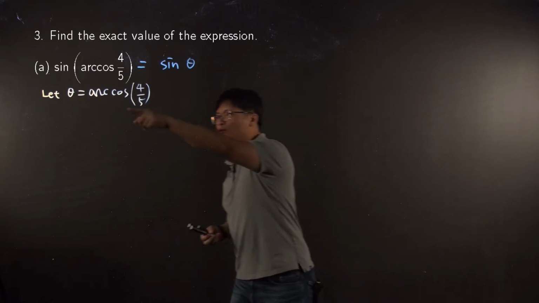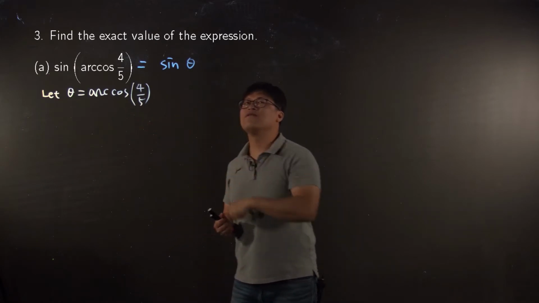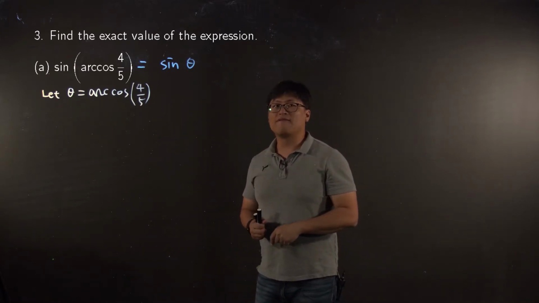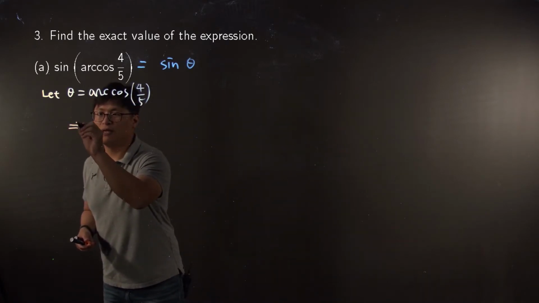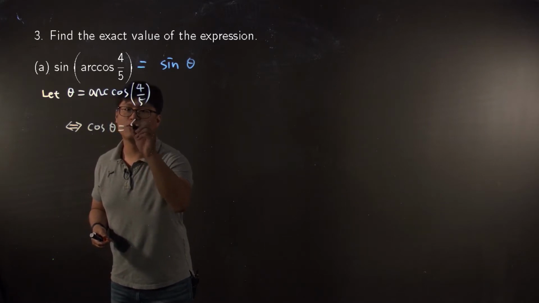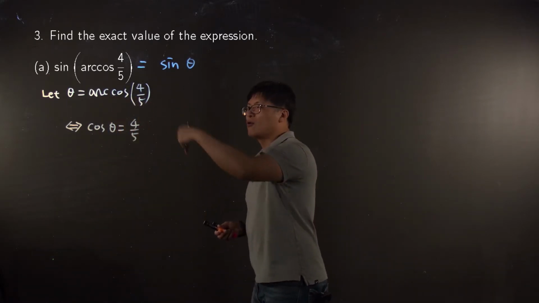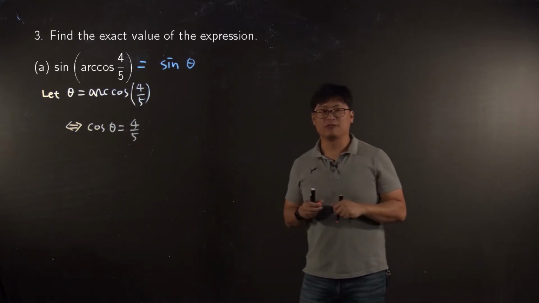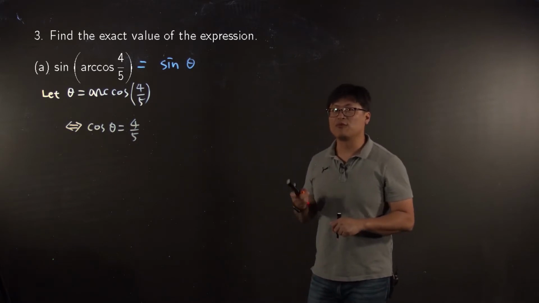Let me come back to this definition. We defined theta as arc cosine 4/5. Do you remember the definition of an inverse function? By the definition of the inverse function, we can say cosine theta is equal to 4/5, right? Since cosine and arc cosine are inverse functions, we can switch x and y. This is the definition of an inverse function.